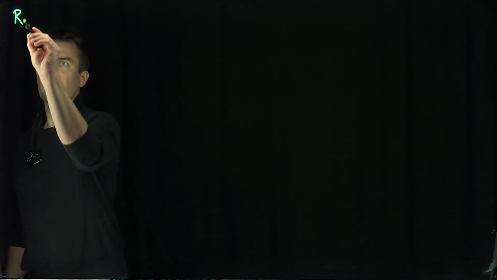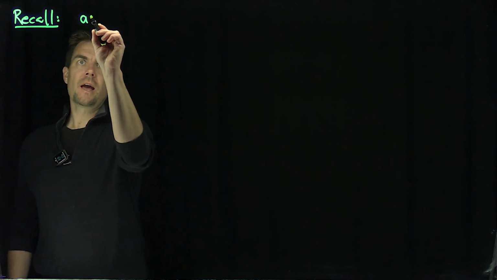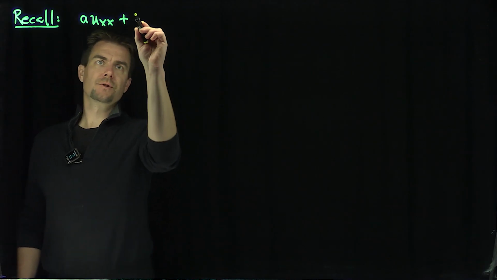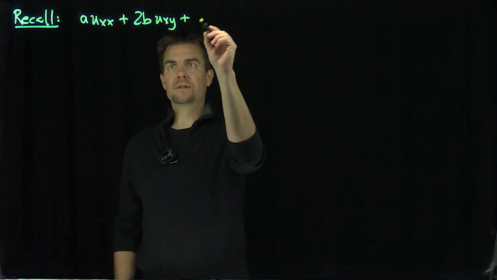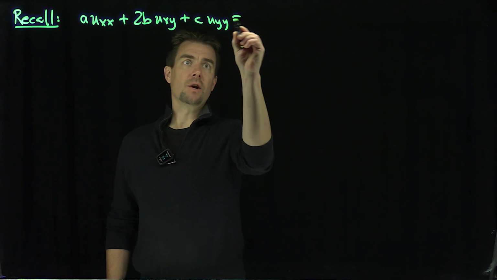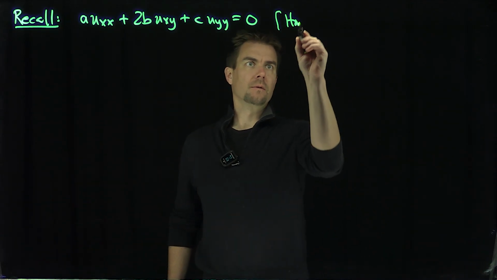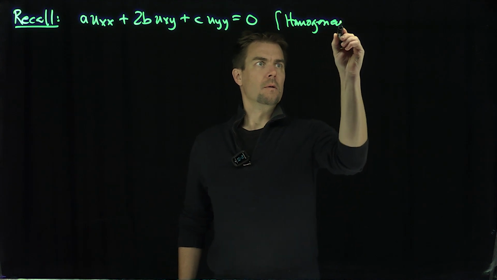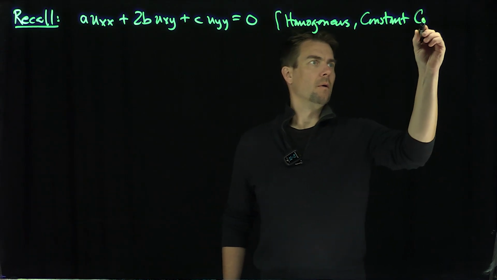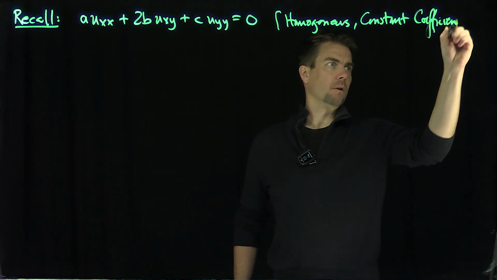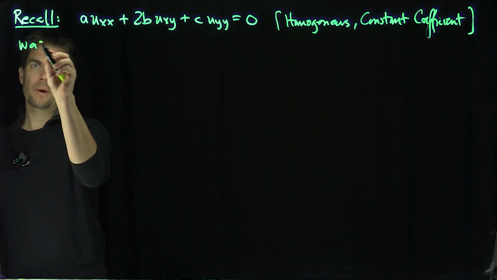Let's recall from our definition of classifying PDEs, recall that a PDE A u_xx plus 2B u_xy plus C u_yy equals 0. So it's homogeneous, constant coefficient, and clearly second order, right? Great. Now we said it was hyperbolic, was said to be hyperbolic.